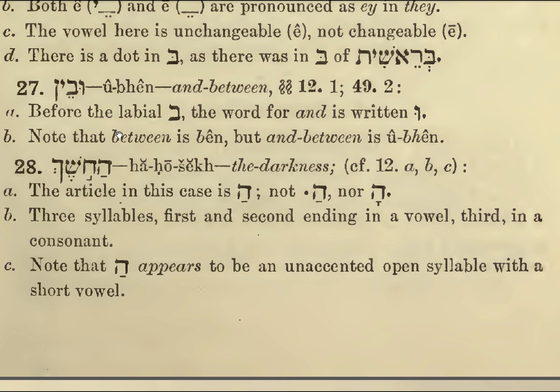Now, we pronounce this b all the time. In modern Hebrew, it would be uven, and you can see it here indicated with the H after the B. And this here is pronounced u. Between by itself is ben, and between is uben.